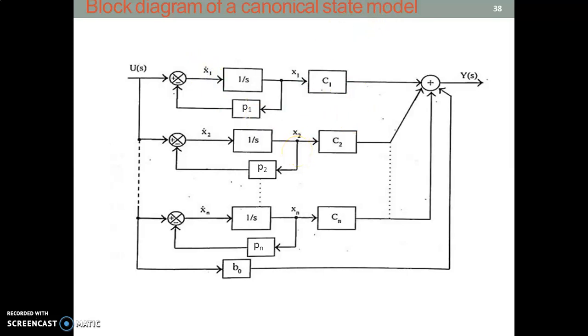Okay, this is the state model or state space representation by using the diagonal canonical form. In the next video I'll explain state space representation by using another canonical form, that is the Jordan canonical form. Okay, thank you.